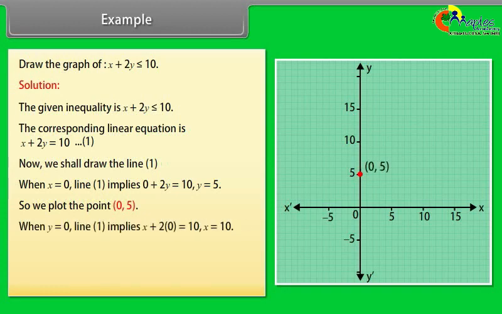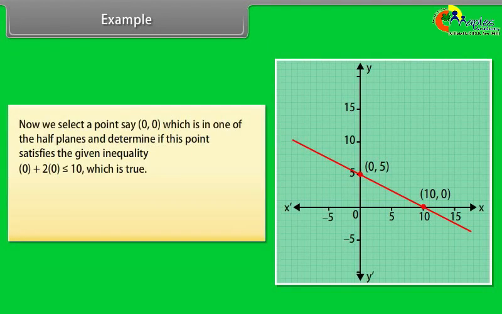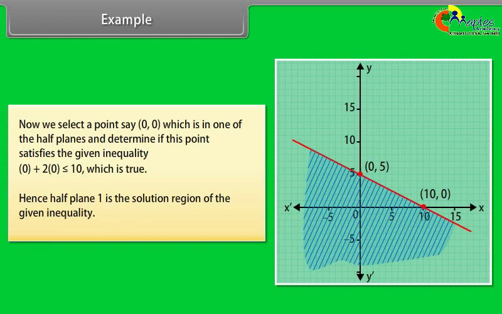When y is equal to 0, line 1 implies x plus 2 into 0 is equal to 10, so x is equal to 10. So we plot the point 10, 0. The line joining 0, 5 and 10, 0 divides the xy plane into 2 half planes. Now we select a point, say 0, 0, which is in one of the half planes, and determine if this point satisfies the given inequality. 0 plus 2 into 0 is less than or equal to 10, which is true. Hence, half plane 1 is the solution region of the given inequality.